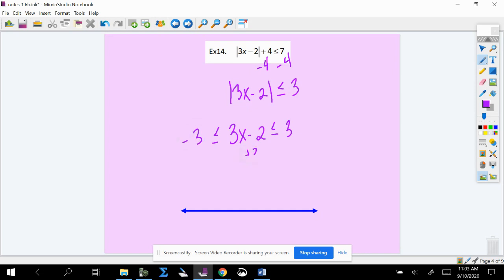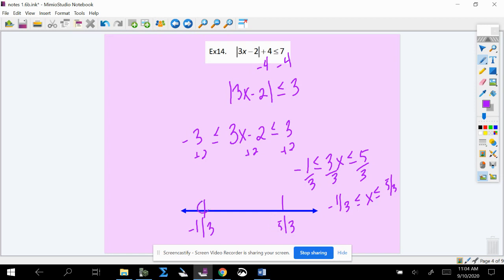I'm going to add 2 everywhere. So I have negative 1 is less than or equal to 3x is less than or equal to 5. Divide by 3. So negative 1 third is less than or equal to x is less than or equal to 5 thirds. On my number line, I'm going to put my negative 1 third and my positive 5 thirds, and both circles will be filled in here. So I'm going to fill in my circle, fill in my circle.